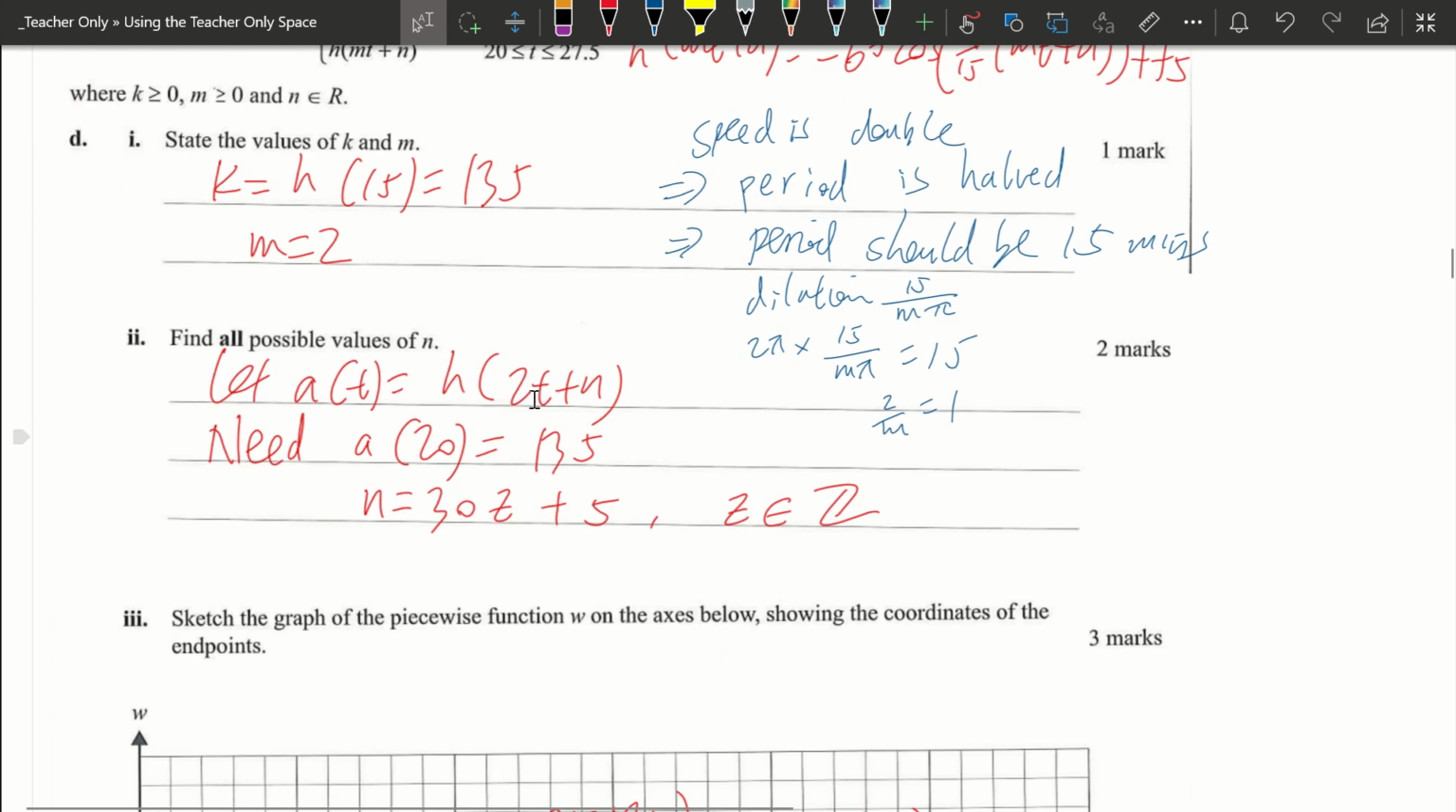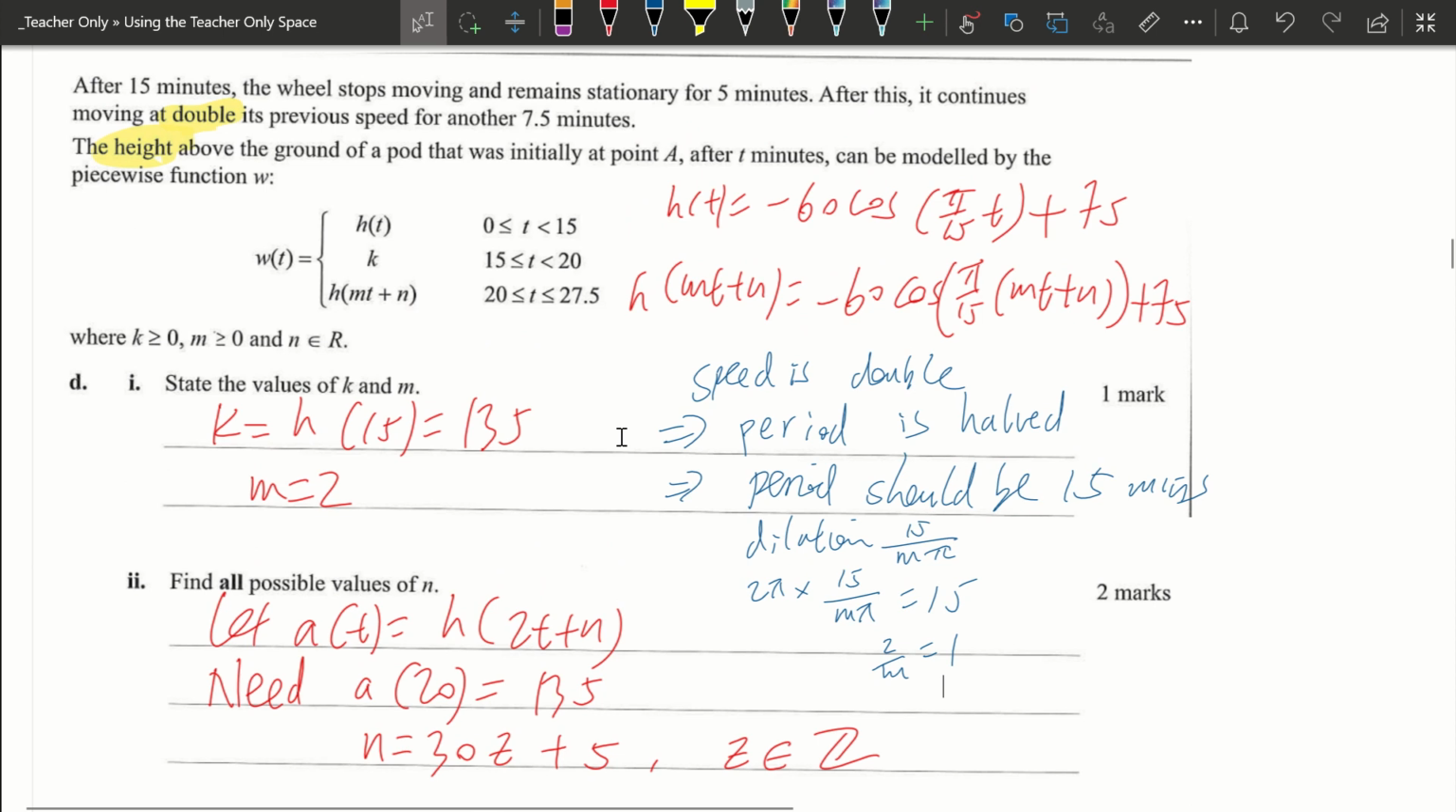Okay, find all possible values of n. All this is, the two functions have to connect. The k function and the h bracket mt plus n close bracket have to connect. And since I know what m is, I can put that in. So h bracket 2t plus n, and I'm defining this as a new function because that's not in the question itself. If what I'm about to use isn't in the question, I have to define it myself, which I did.